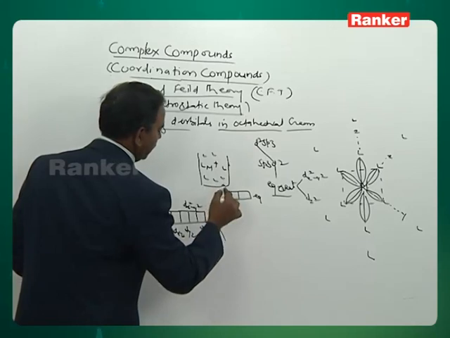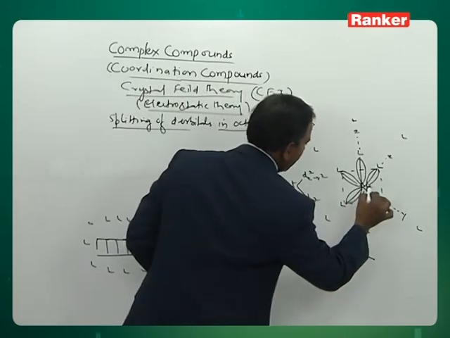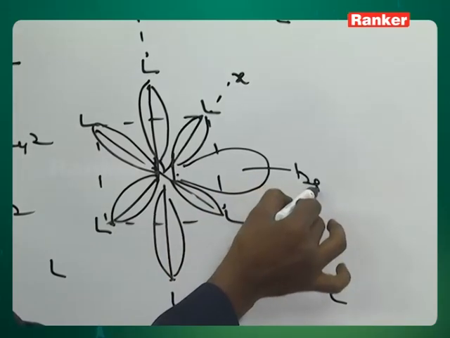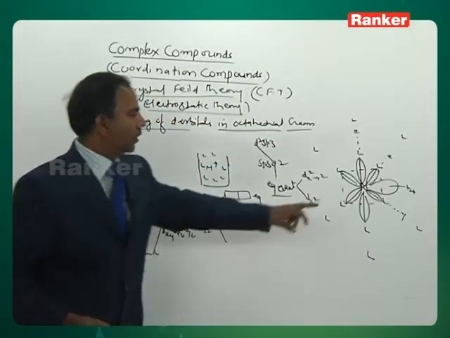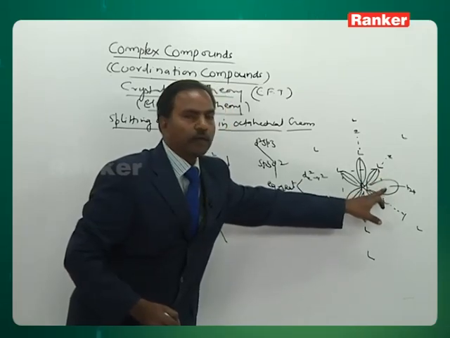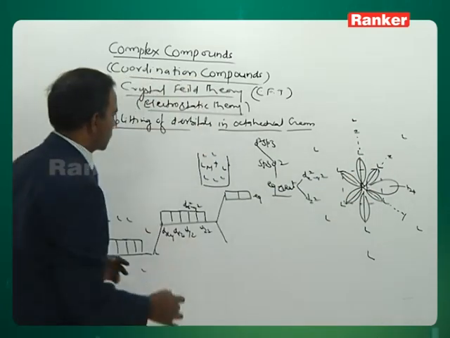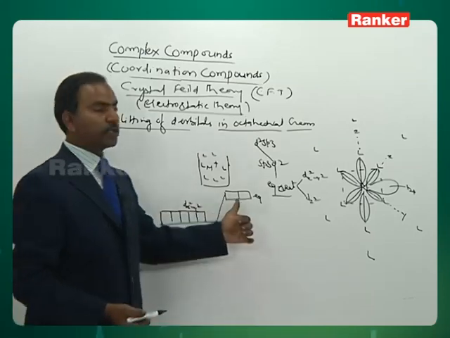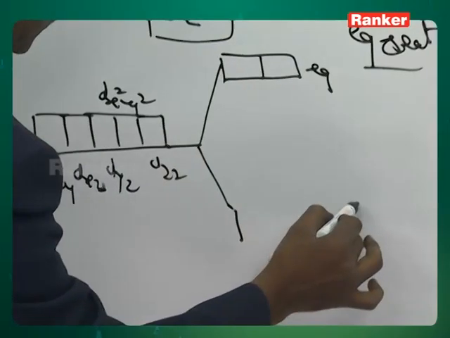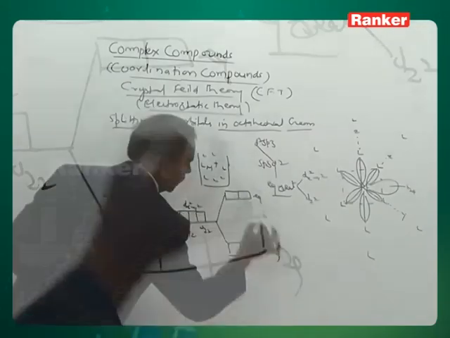The eg set of orbitals are increasing their energy, and this particular t2g set of orbitals are oriented in between the axes. Therefore, these are actually away from the ligands, so the t2g set of orbitals experience less repulsion. Their energy is decreased. Once one set of orbitals increases its energy, the next set has to decrease. Therefore, there will be a decrease in energy like this; the t2g set of orbitals are decreasing their energy.